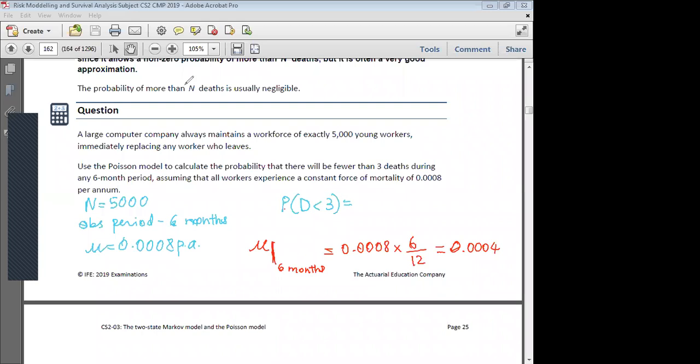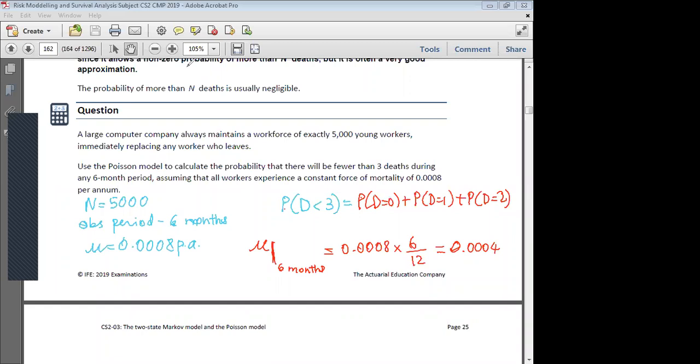I know that because I'm looking at Poisson, this is just the probability that my D is 0 plus the probability that my D is 1 plus the probability that my D is 2, right? That's it. To figure out these probabilities, I want to know my lambda as well.